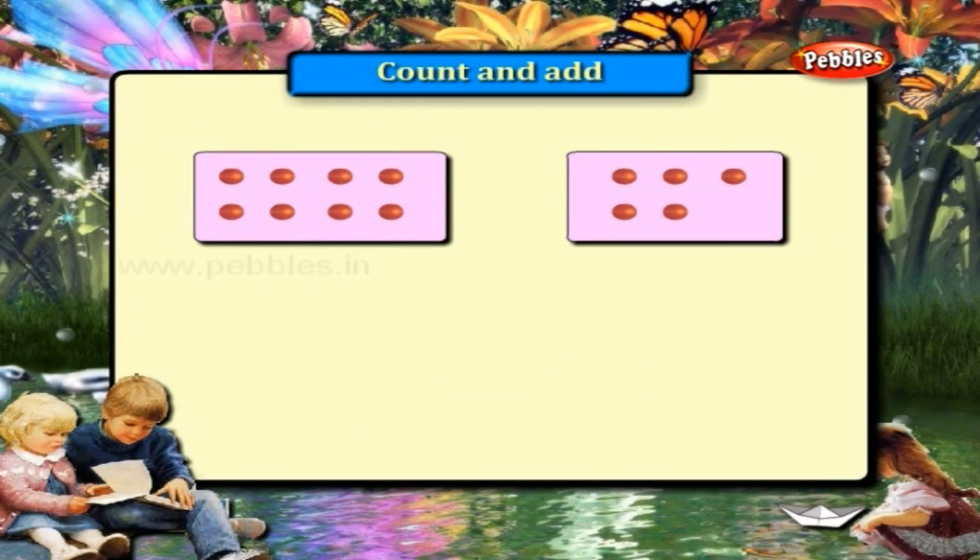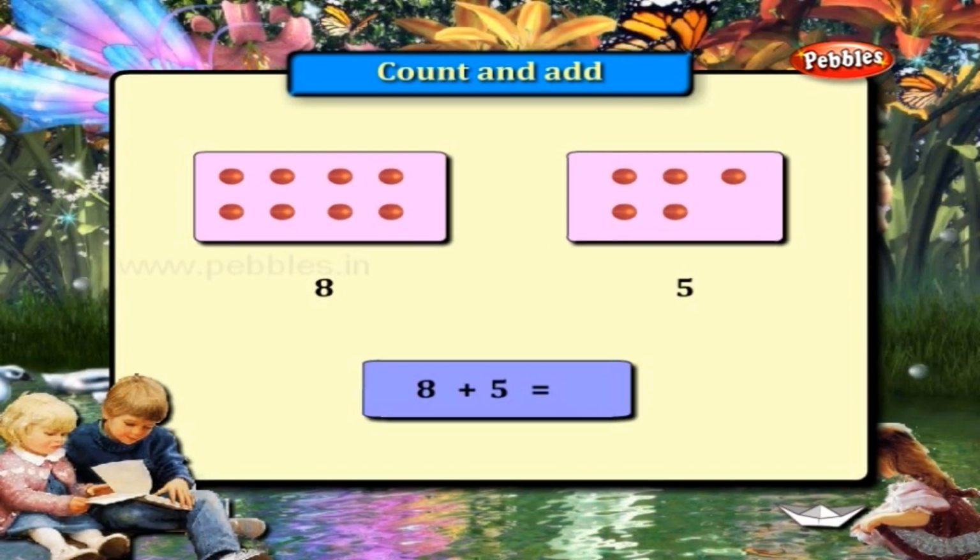Now you count the number of dots in this box. 1, 2, 3, 4, 5, 6, 7, 8. How many dots in this box? 1, 2, 3, 4, 5. So what is 8 plus 5? 8 plus 5 is equal to 13.